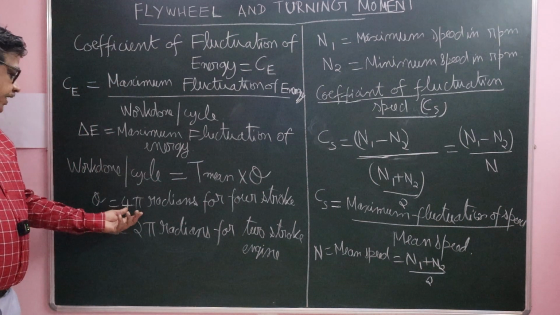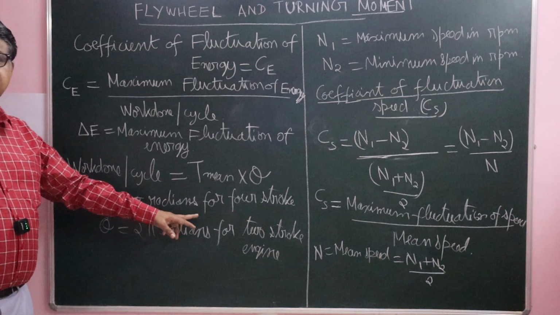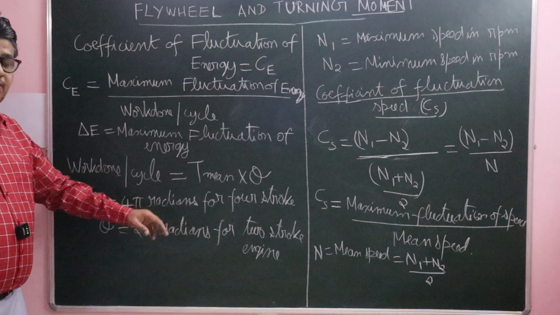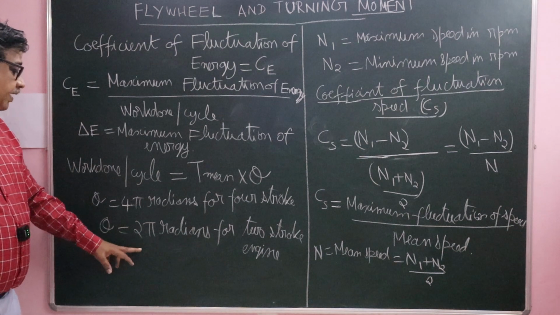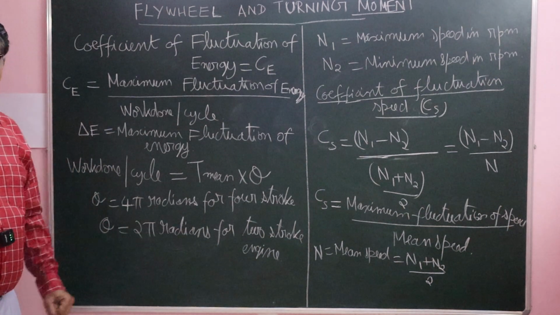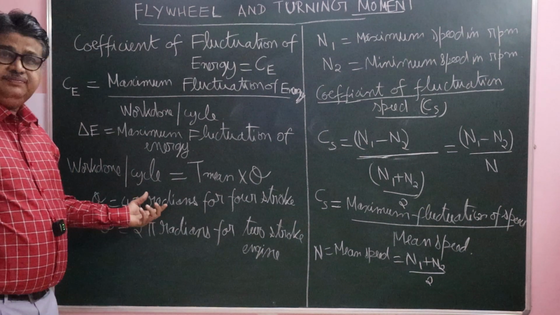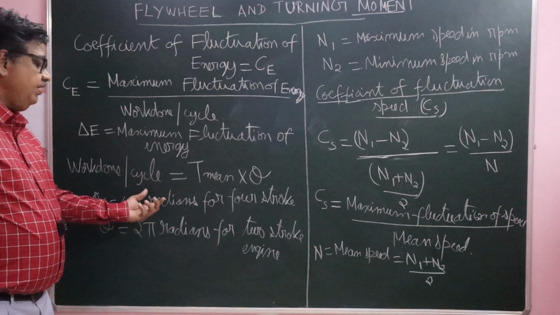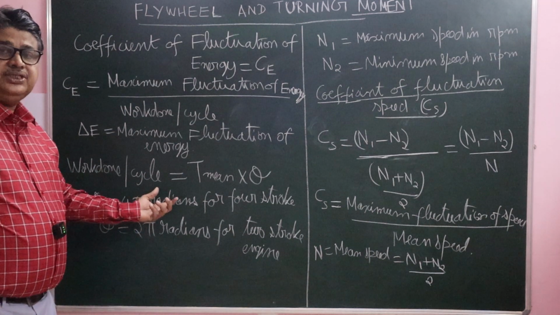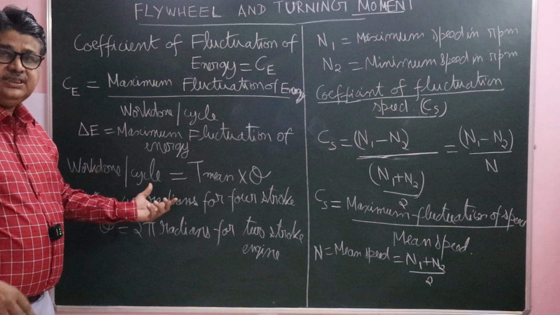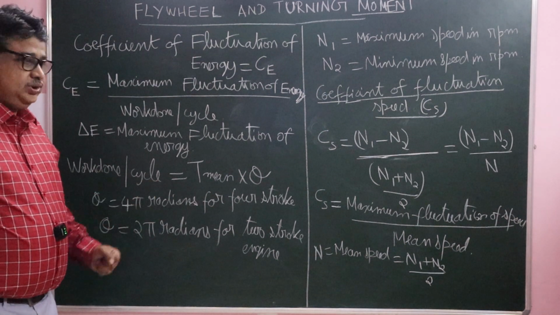Theta is equal to 4 pi radians for a 4-stroke engine, that is 2 revolutions. Theta is equal to 2 pi radians, that is 1 revolution, for a 2-stroke engine. That is, in a 4-stroke engine, every 2 revolutions constitute 1 cycle. Every 2 revolutions have 4 strokes.